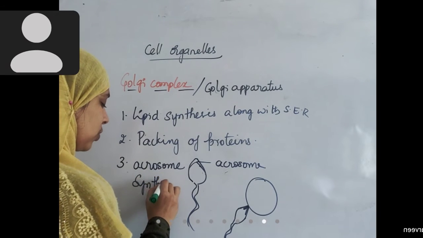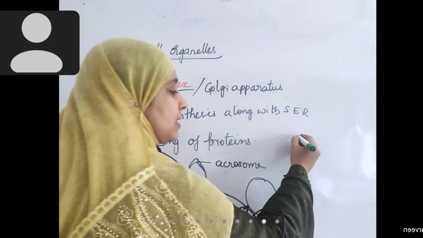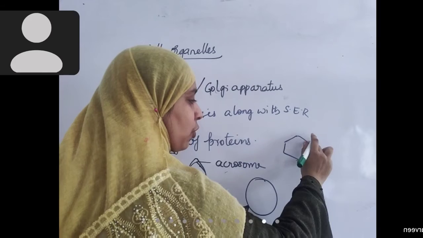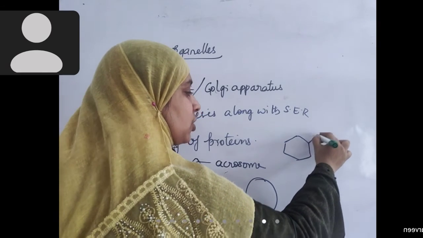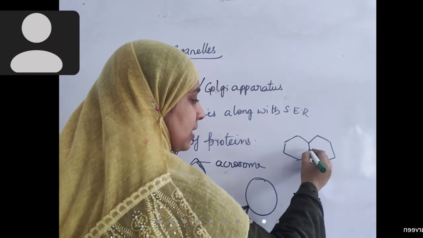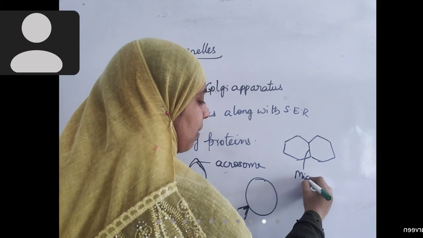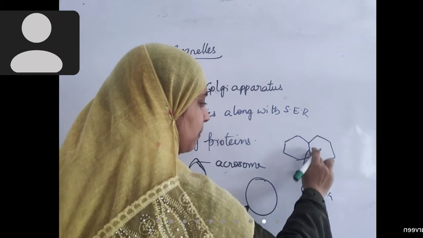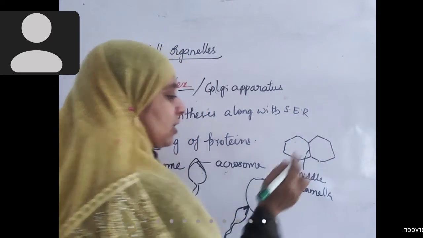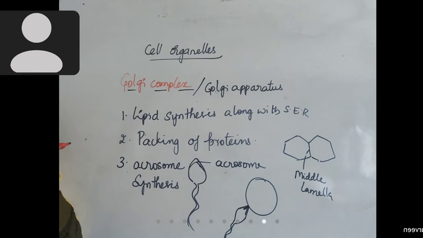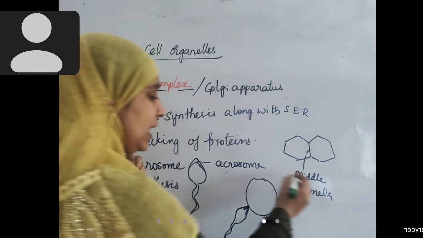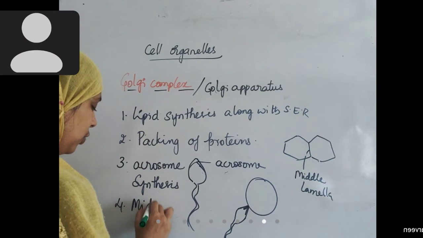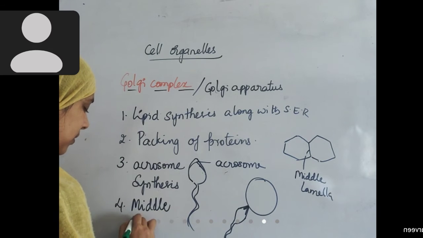this Golgi complex only. Okay, in plant cell, when the cell division occurs, before formation of cell wall, one structure is formed between two cells. This is called the middle lamella. Middle lamella will form first. After that, primary cell wall will form. After that, secondary cell wall will form. So this middle lamella is also produced by Golgi complex.